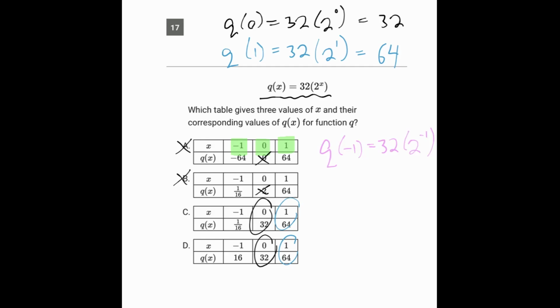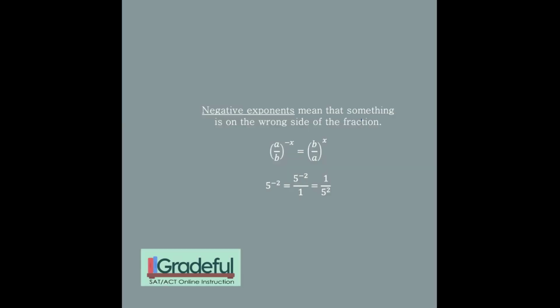And what's a negative exponent? Now, negative exponents mean that something is on the wrong side of the fraction. For instance, if I had a over b to the negative x, well, that's the same as saying b over a to the positive x. So to make the negative exponent turn into a positive, you can flip what's being affected by it.